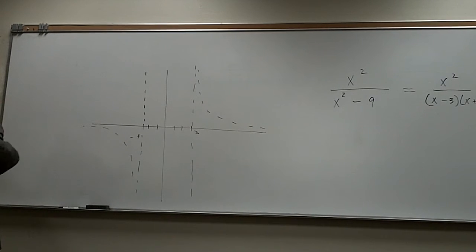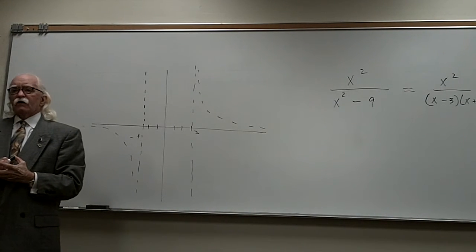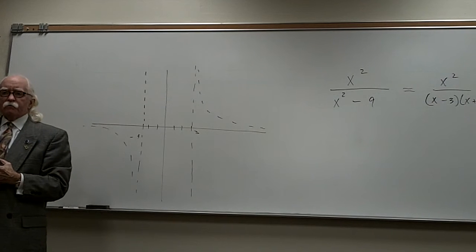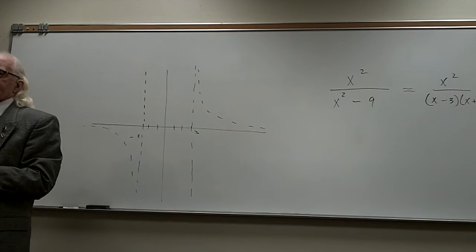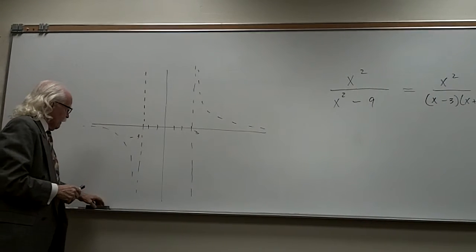Pretty much so. Can you spell asymptote for me? Asymptote? Yeah. I don't know. A-S-Y-M-P-T-O-T-E or something? Asymptote. Okay. Thank you. Vertical asymptote lines.